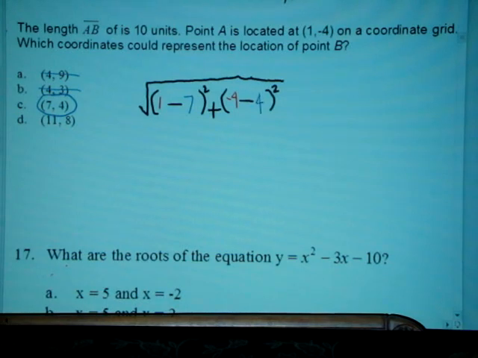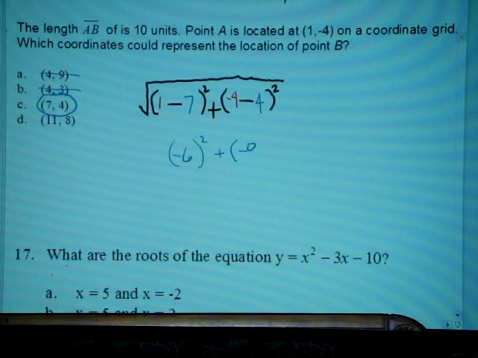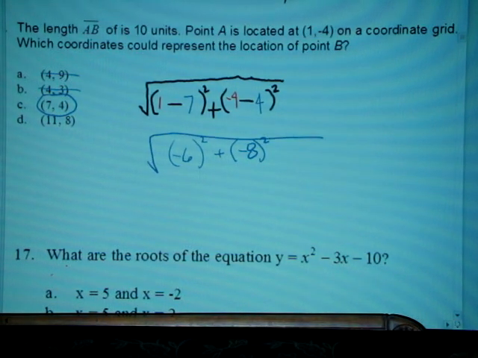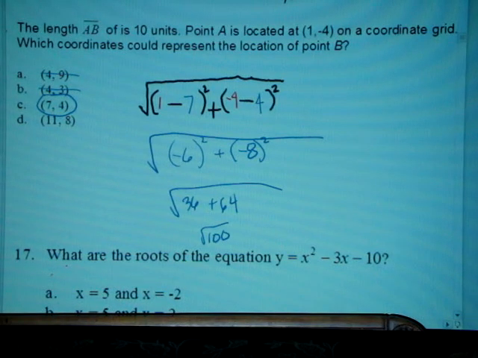What is 1 minus 7? Well, 1 minus 7 is -6 quantity squared. And negative 4 minus 4, be careful, it's not 0. If you have negative 4 and you go down 4 more, you're at negative 8. Quantity squared. Okay, 6 squared is 36. 8 squared is 64. 36 plus 64 is 100. And the square root of 100 is exactly equal to 10.